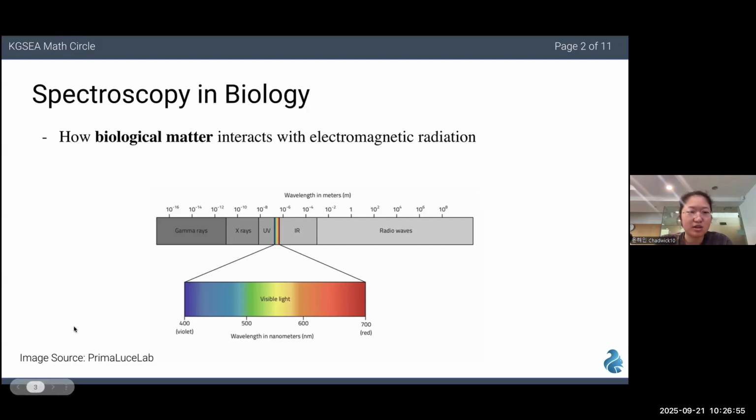In biology labs, spectroscopy is used to study how biological matter interacts with electromagnetic radiation. Here, biological matter indicates matter such as cells, proteins, DNA, RNA, and more.